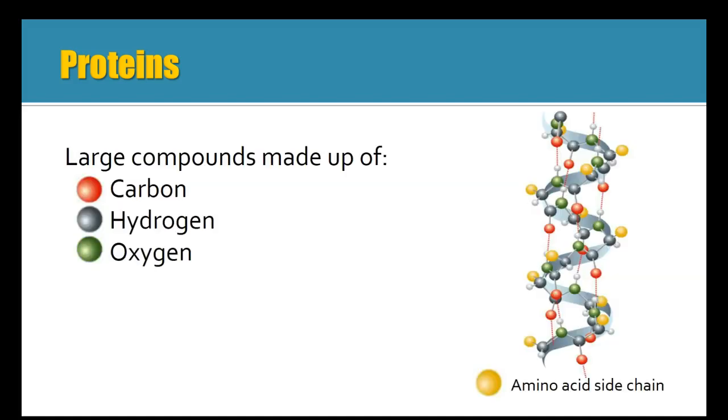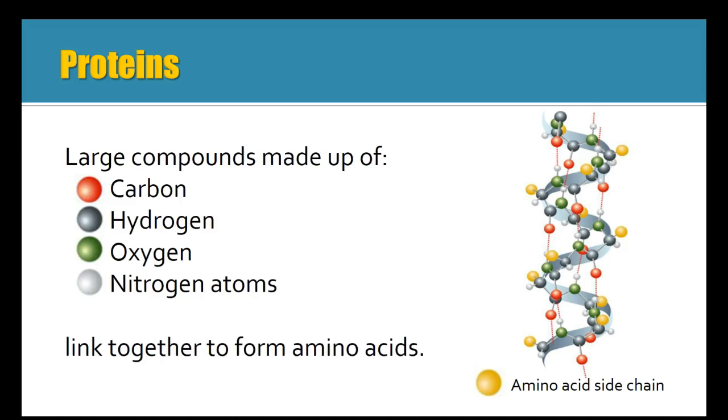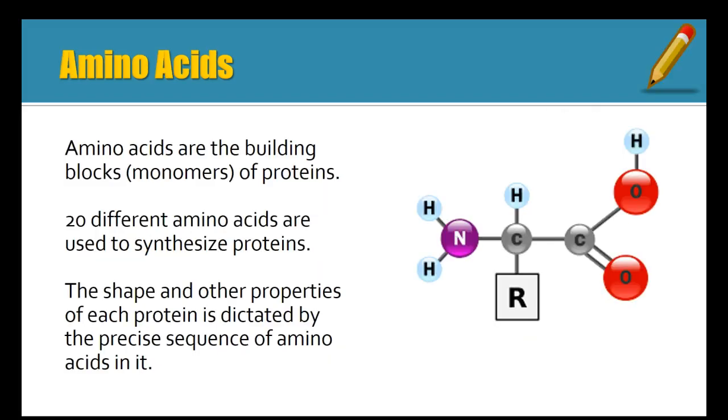So proteins are made up of several different compounds, carbon, hydrogen, oxygen, and nitrogen, and they link together to form amino acids. So amino acids are the building blocks of proteins, and you need multiple amino acids to create a protein. There are 20 different types of amino acids, and they're used to synthesize proteins, and the different shape and other properties of the protein are dictated by the sequence of amino acids.